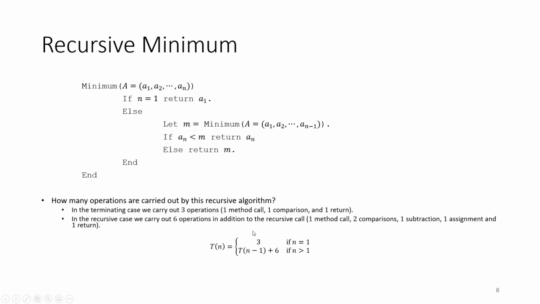Let's make sure we got this right. We counted 3 in the case when n equals 1. That was our terminating case. And then we said we had one recursive call of size n minus 1. So there's sort of an invisible 1 out front here saying one call of size n minus 1, plus the 6 other operations we counted that were not recursive. So that gives us this.